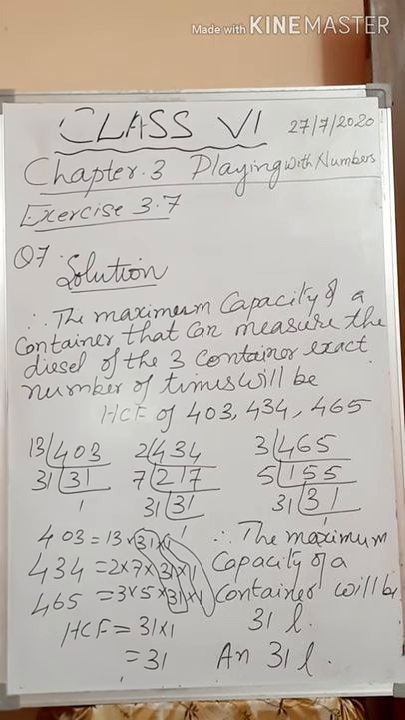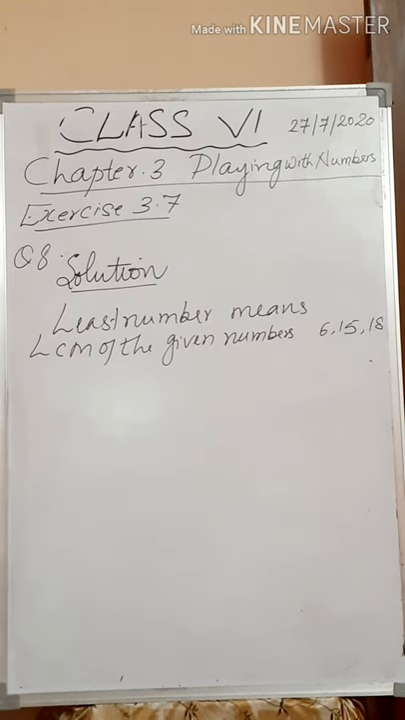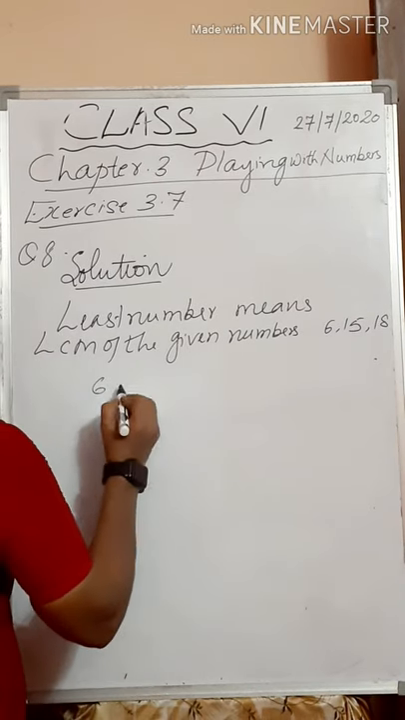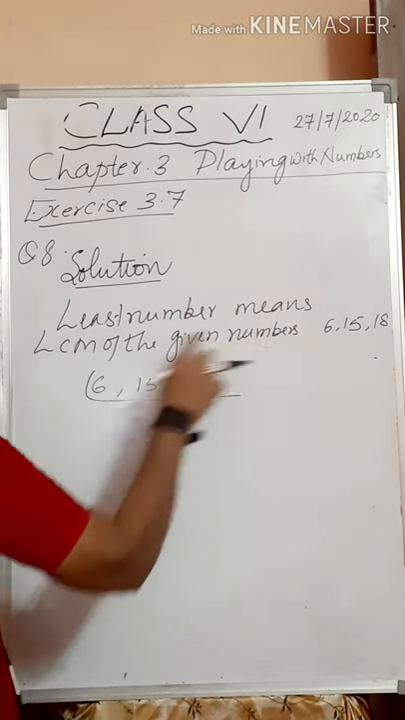Now, we are going to question number 8. Find the least number which when divided by 6, 15 and 18 leaves remainder 5 in each case. In such cases, the solution is this, children. Least number means LCM of the given numbers. That leaves 5 as remainder. That means when we get the LCM, we have to add 5 to that LCM. That is our answer.